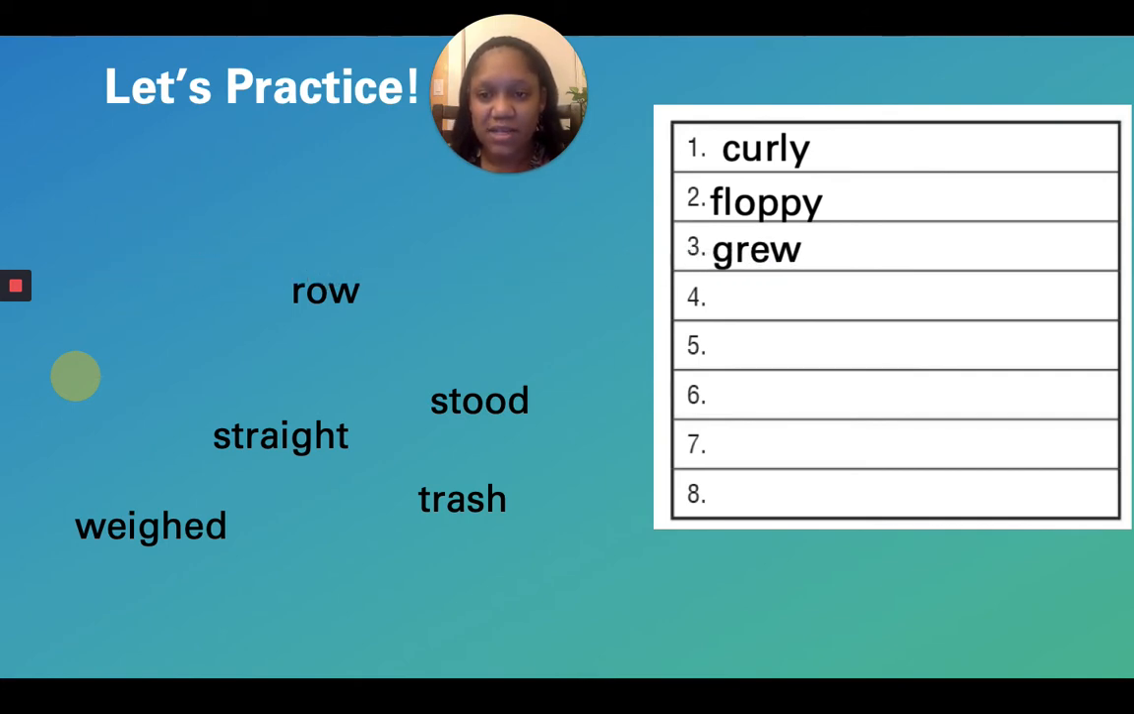Which one comes next? Take a second to find it. Did you get row? Row is the next word because all the other words start with a letter after the letter R. Okay, so what is next? Did you get a tie? Yes, straight and stood both start with the letter S. Did you look at the second letter? It's a tie too. So let's look at the third one. Looking at the third letter, what comes next?